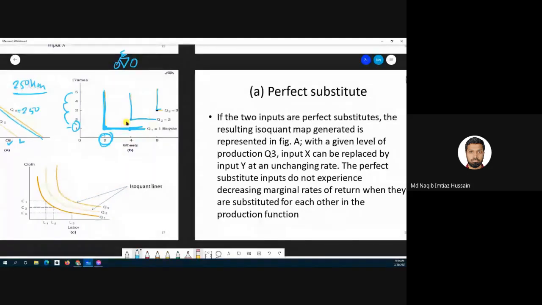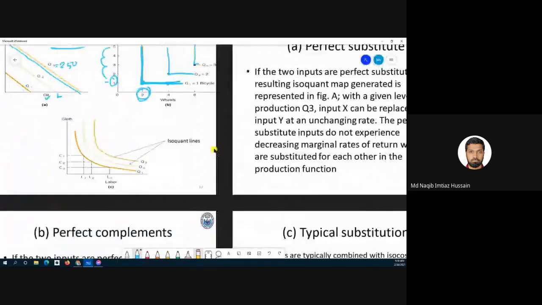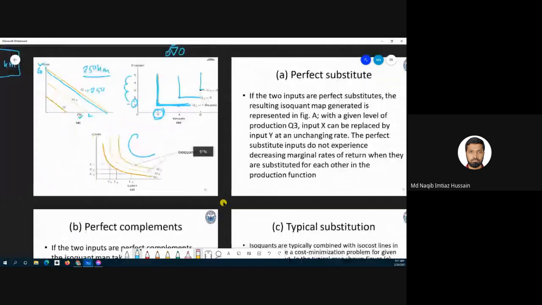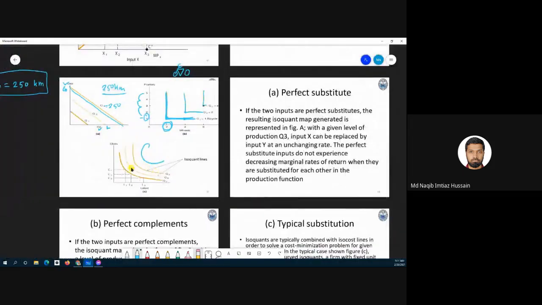Okay, so in between, in more natural situations, you have an isochron line which looks more like a C, English letter C এর মতো এরকম, হ্যাঁ? So you see this type of lines, and these are more practical lines. For example, you have cloth and labor. This is the isochron line you see. ঠিক আছে? This is a typical substitution.